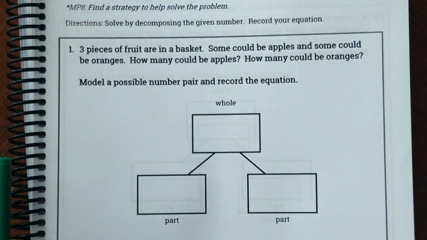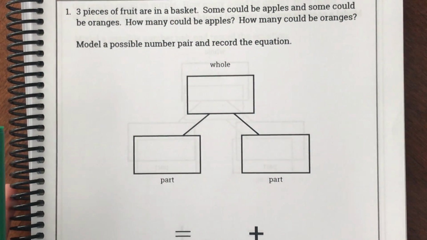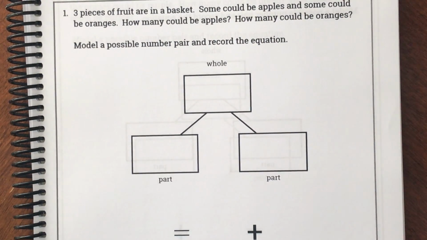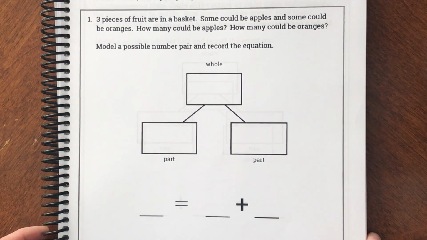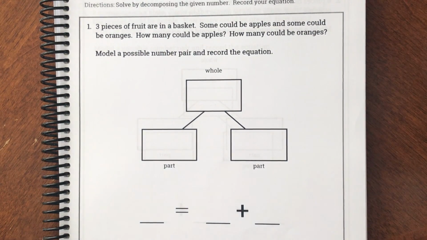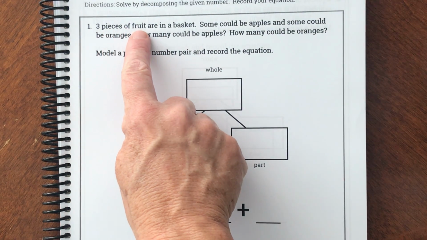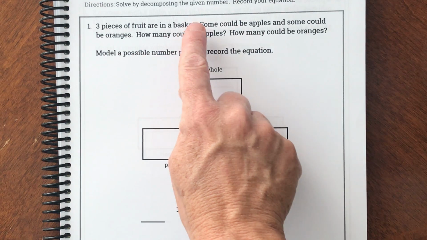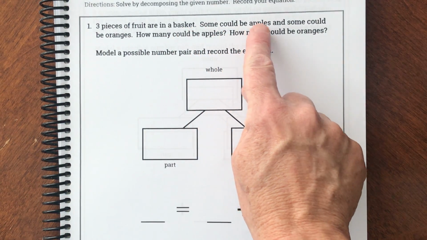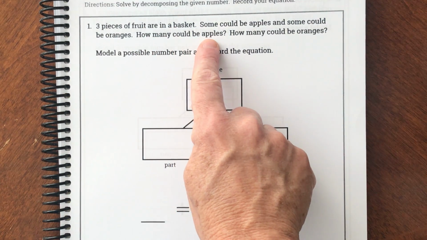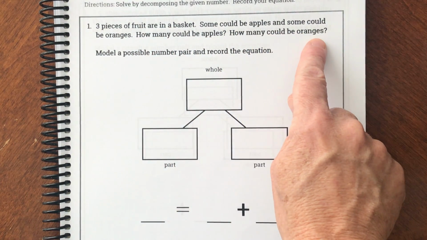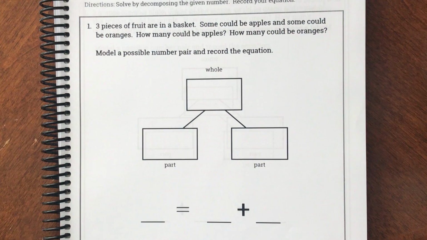And here is my first problem. I'm going to zoom out so we can see everything at once. Okay, my first problem says 3 pieces of fruit are in a basket. Some could be apples and some could be oranges. How many could be apples? How many could be oranges? Okay, so let's think about this.